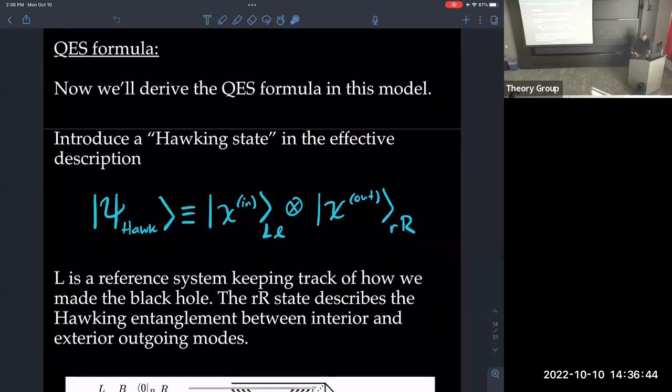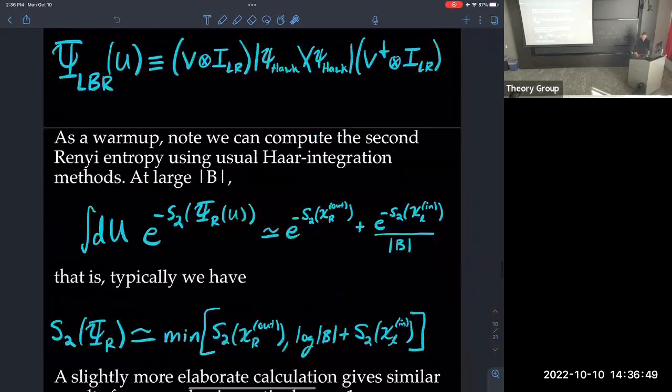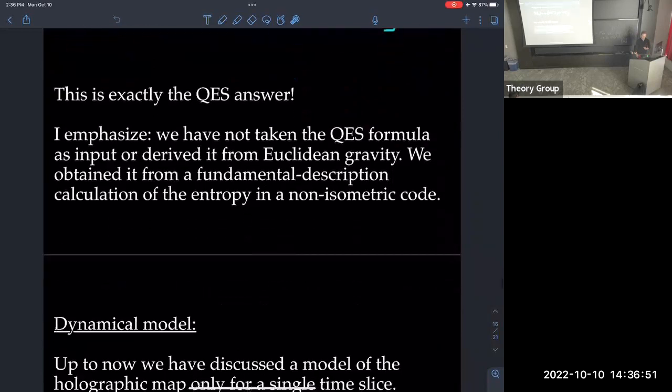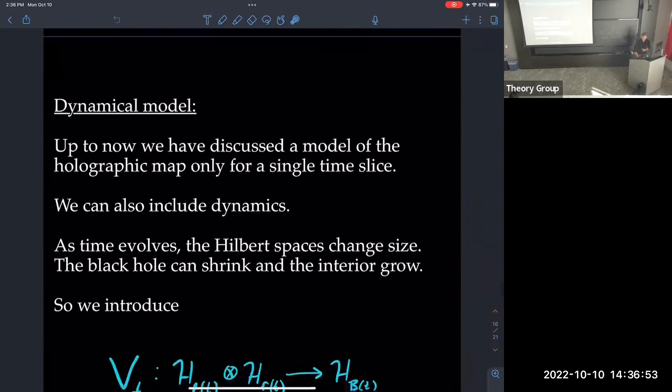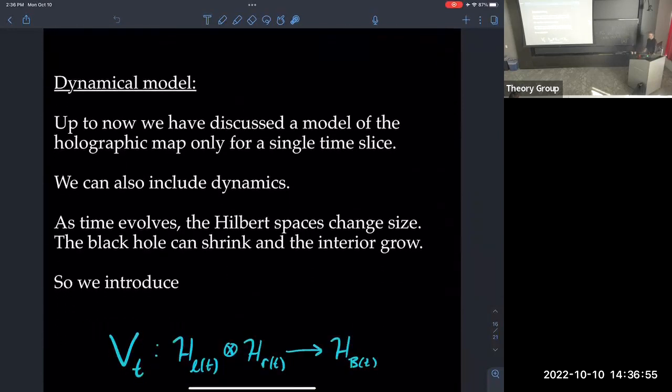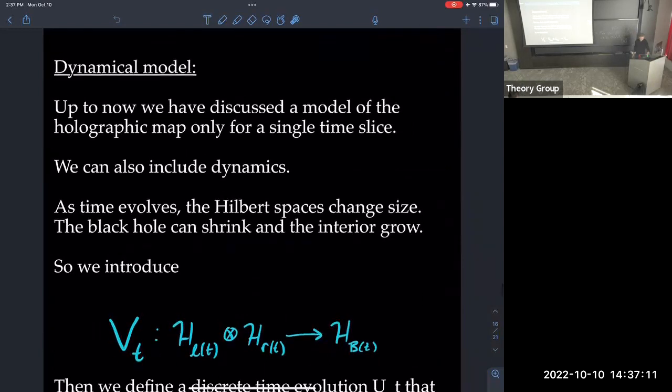So let me skip over the QES formula, I said a few words, and talk about the dynamical model. Up till now, as was pointed out, we've discussed a model of the holographic map for only a single time slice. But we can also include dynamics. We're going to have a toy version of dynamics. The idea is that as time evolves, the Hilbert spaces change size. The black hole shrinks, the interior grows.